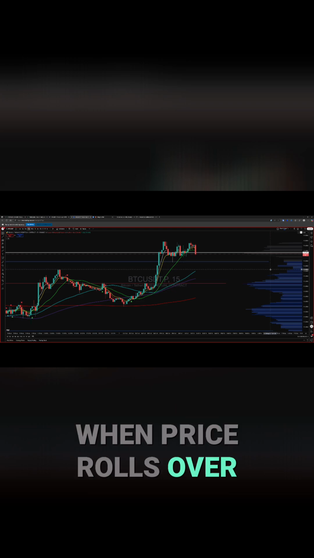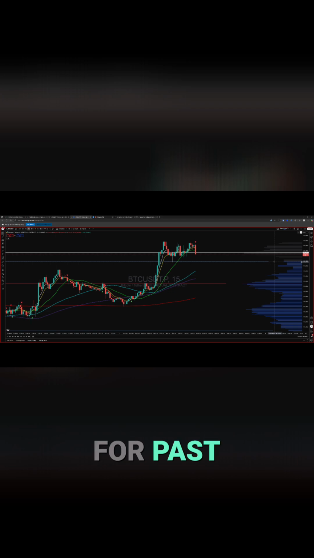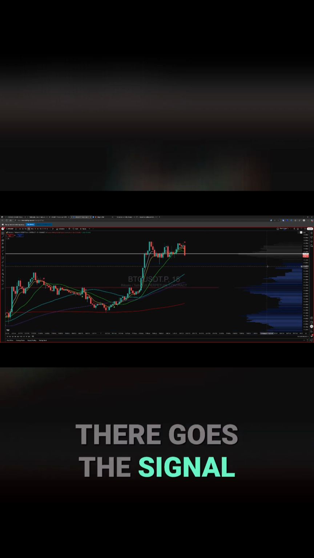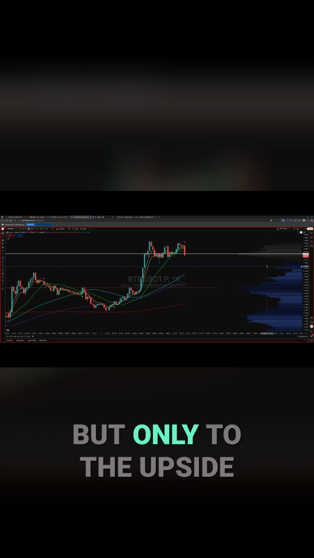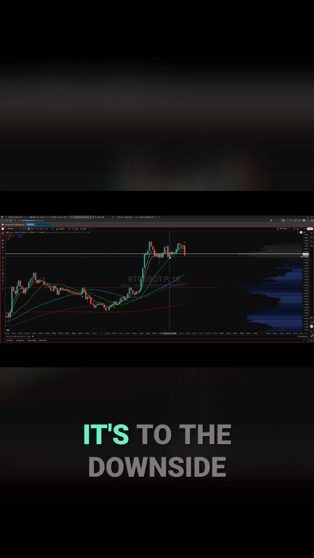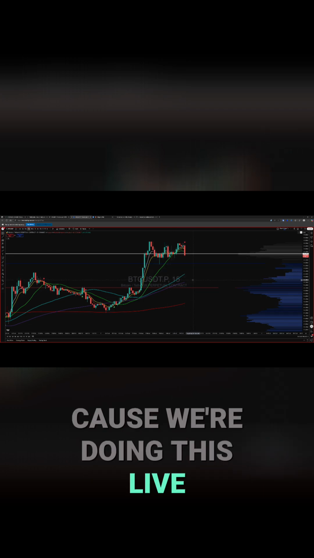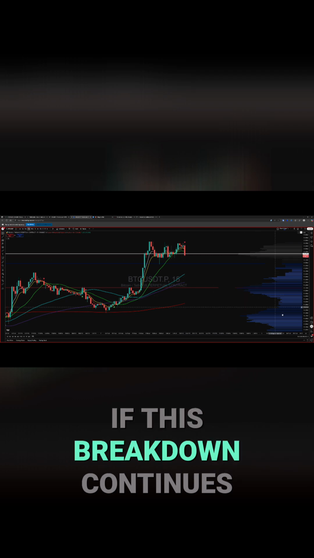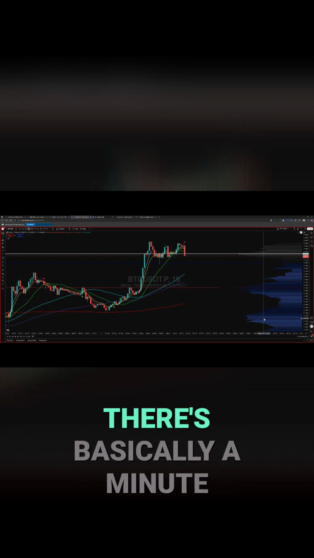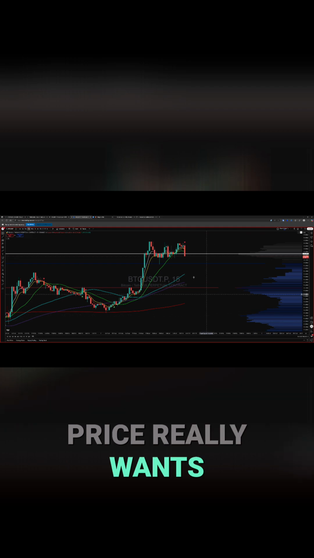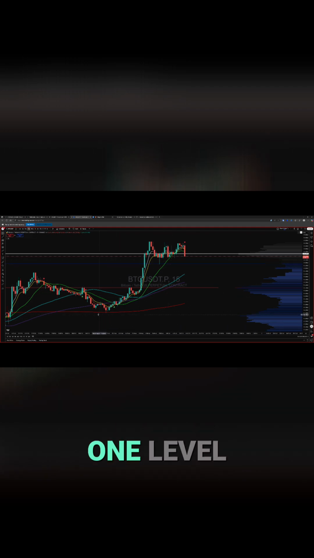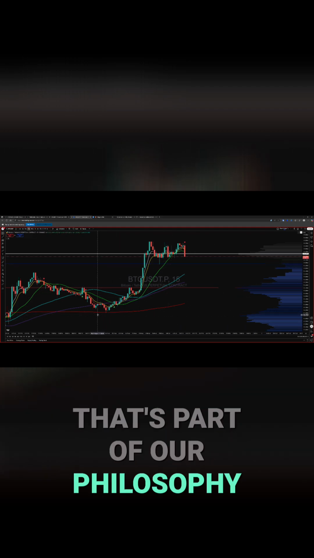When price rolls over, current price will look for past. There goes the signal. When price wants to scoop up, current price will look for past, but only to the upside. But in our example right now, it's to the downside because we're doing this live. If this breakdown continues on this 15-minute chart, there's basically 1:40 left on this candle. What do you think price really wants? We've broken the 20, so if we break one level, we find the next. That's part of our philosophy.